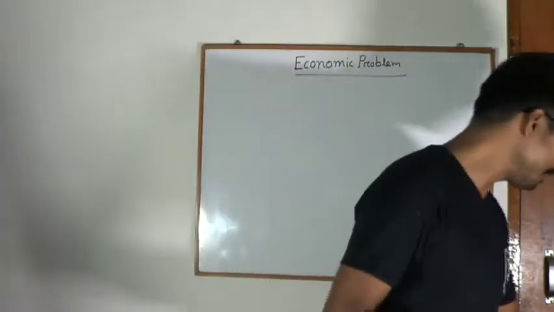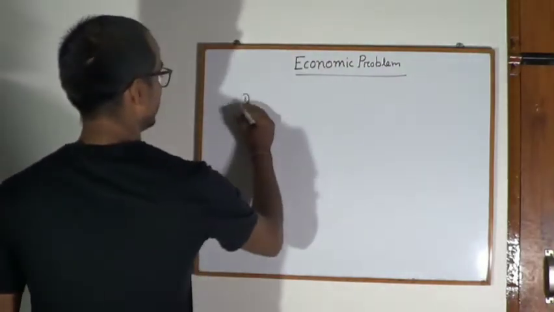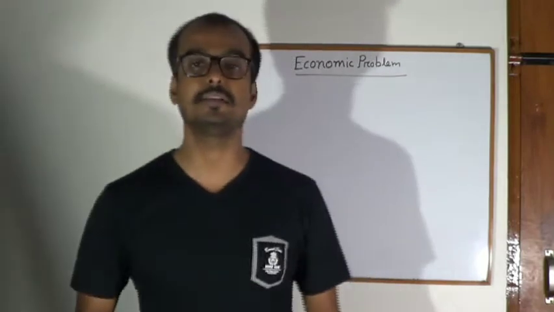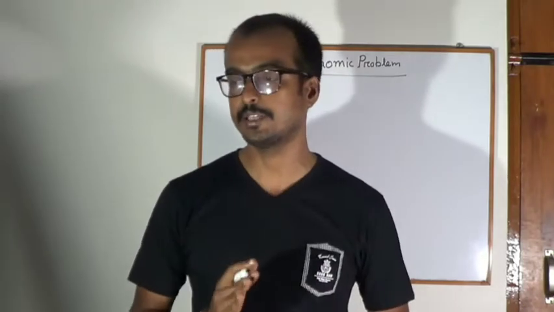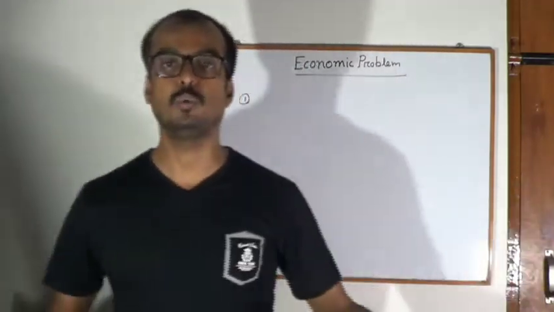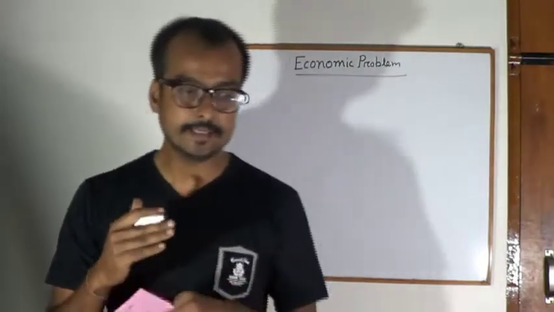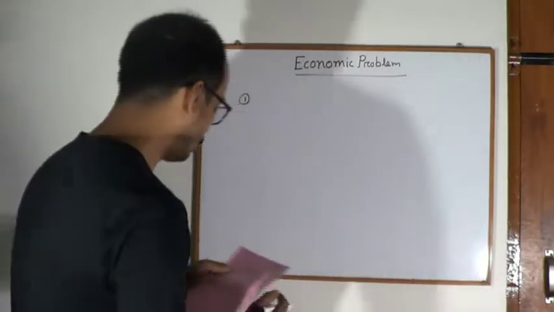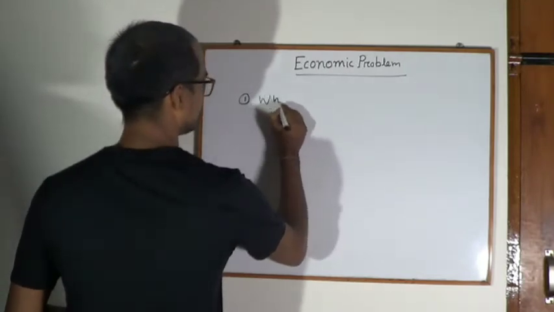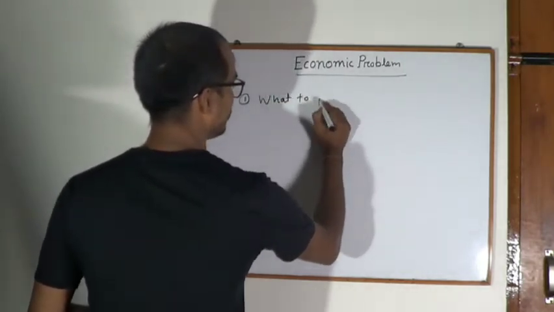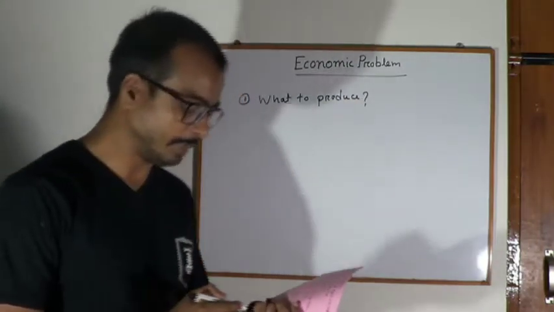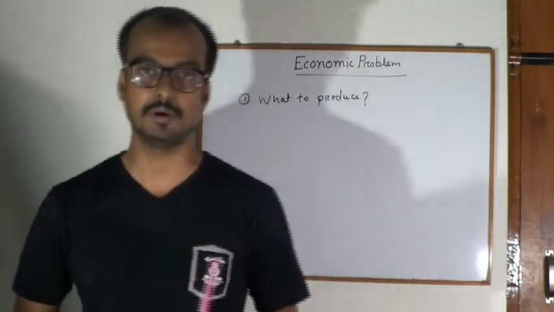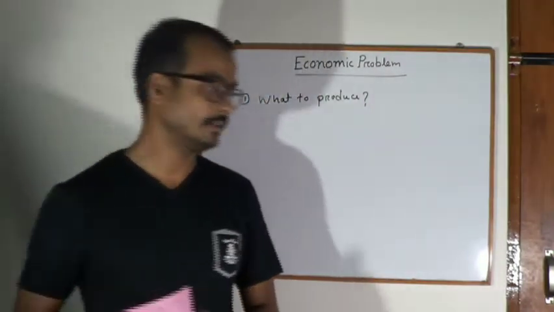Let me come to the basic economic problems. The first problem is, as I said, that we have lots of wants but resources are limited. Since resources are limited, we cannot satisfy all wants at a time. So we have to make some choice. The first thing is what to produce, or the production problem: what goods and services are to be produced. This is the first problem which arises.